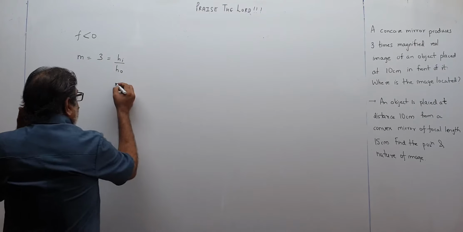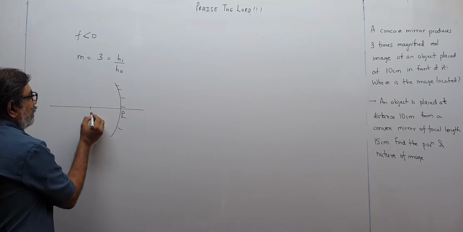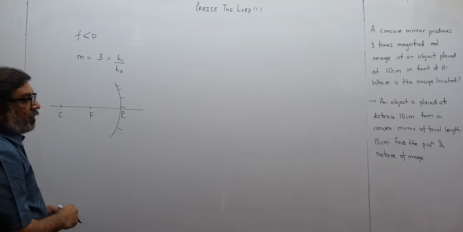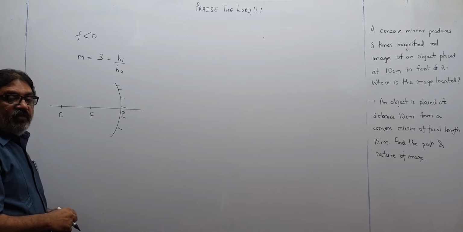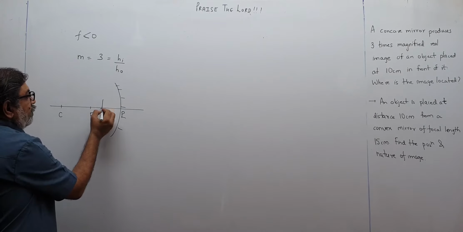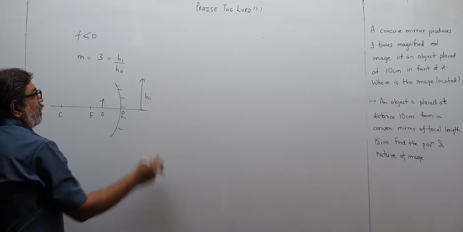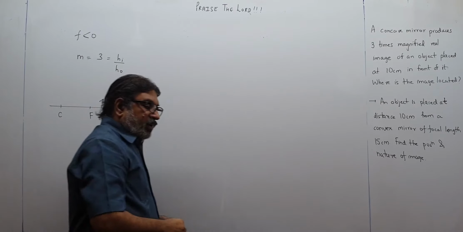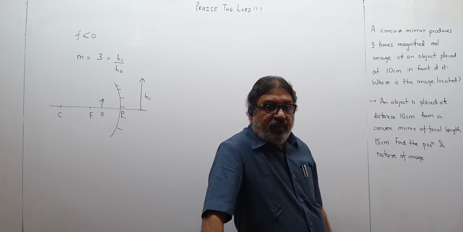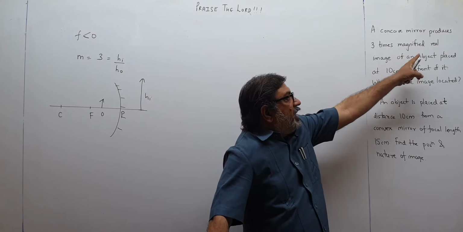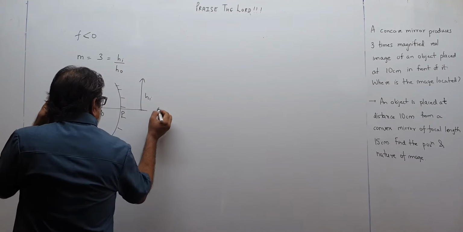That means this is your concave mirror, please pay attention. This is the pole, this is the focus, the center of curvature. Children, you know that an erect image can be obtained with the help of a concave mirror only when you keep your object over here and then the image you get like this, a magnified image. This is hi. But then your hi is positive, it is behind the mirror, so it is a virtual image. But here we have been told a magnified real image. So that means this case is wrong, what we are thinking.